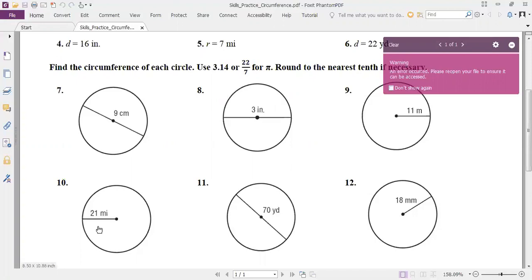Okay, the next one, number 12. This length is 18 millimeter. Can you see it? If I have 18 here, it will be radius or diameter? Radius. So 70 in the previous example, in 11, is diameter, right? This total length is called the diameter. But this 18 is what?